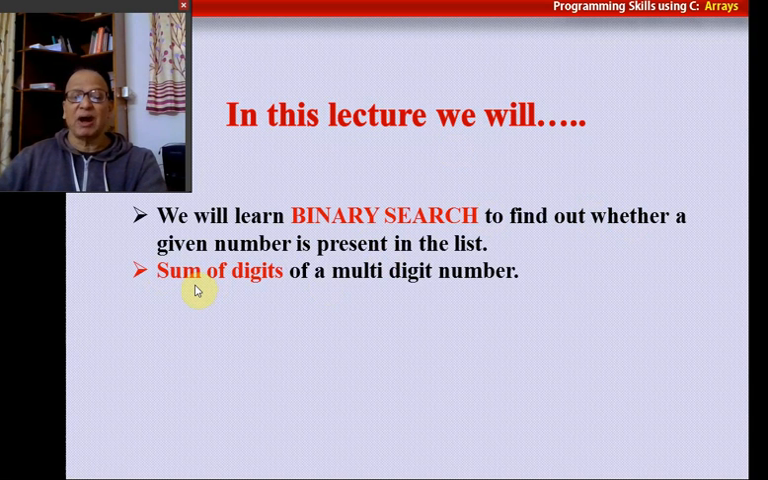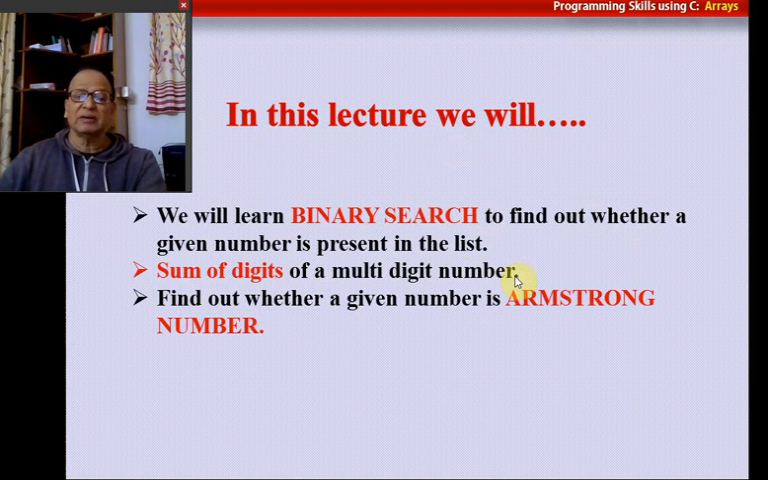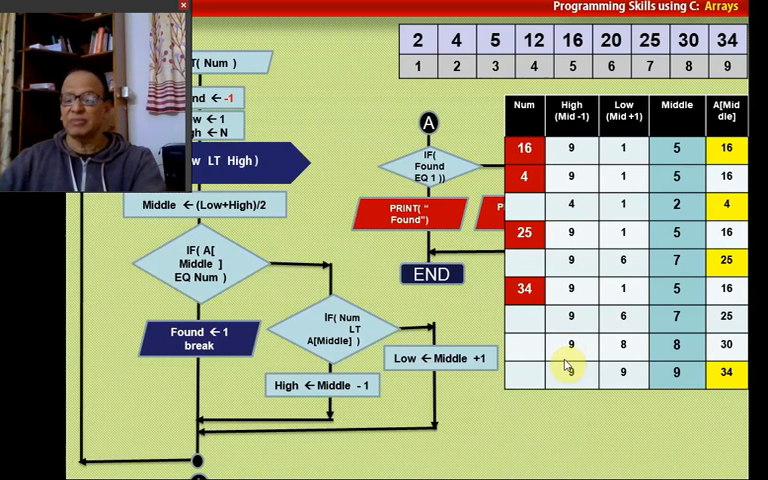Then we will also work out one more problem, finding the sum of digits of a multi-digit number. The third problem is about Armstrong numbers, that is, find out whether a given number is an Armstrong number, or list all the Armstrong numbers in a range of numbers starting from 1 till the range given by us. Let us start with the binary search.